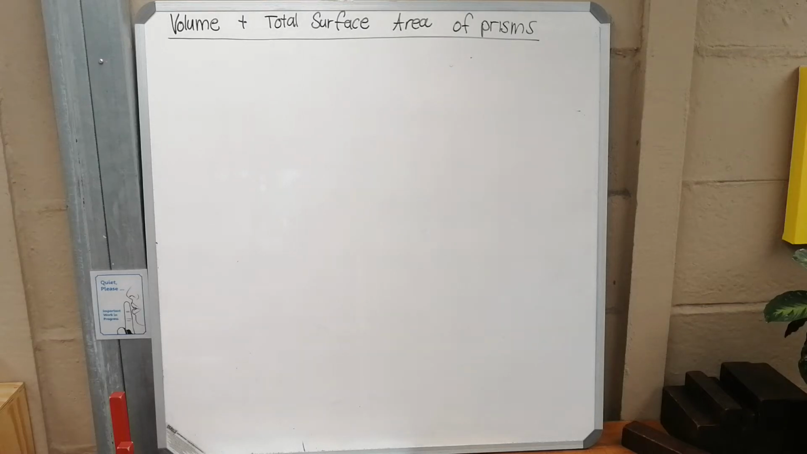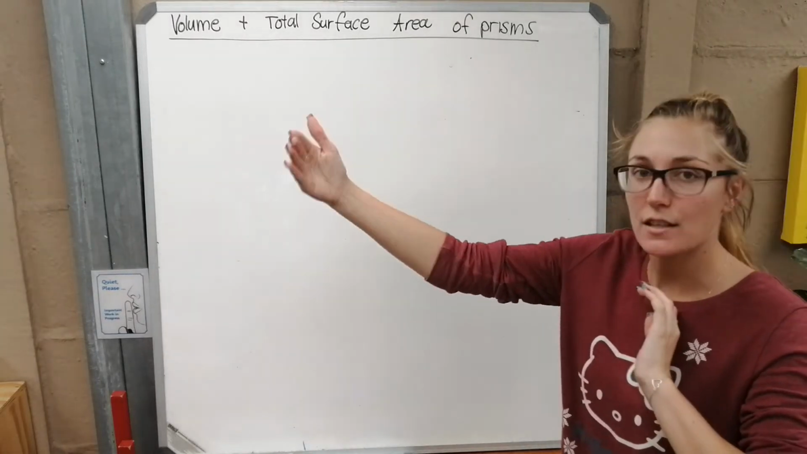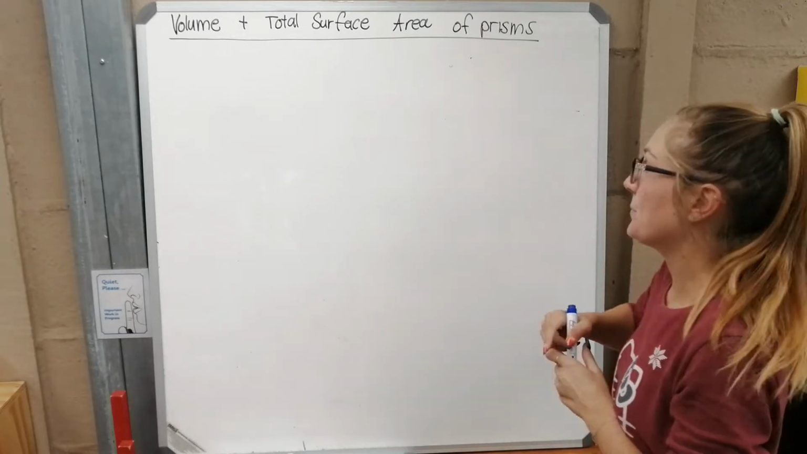Okay, good morning. Today we are going to look at the volume and total surface area of prisms. So first off, prisms are three-dimensional shapes that have the same face at the front and at the back. So these are things like, let's list them.